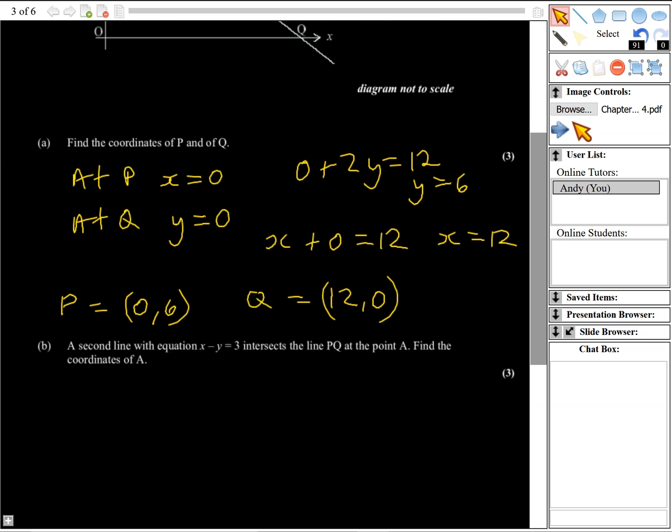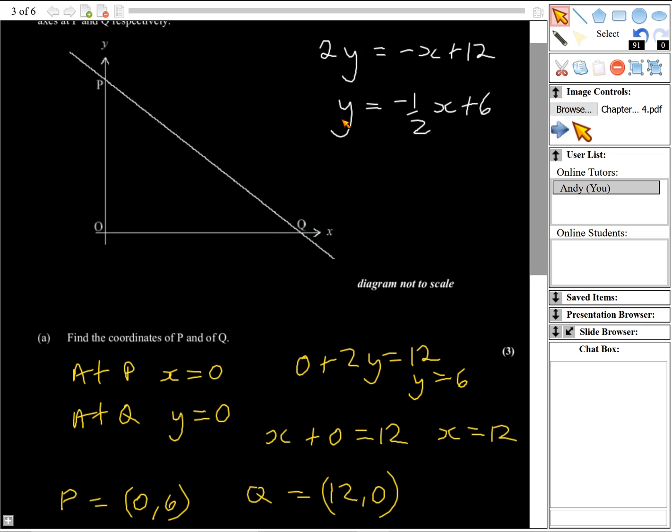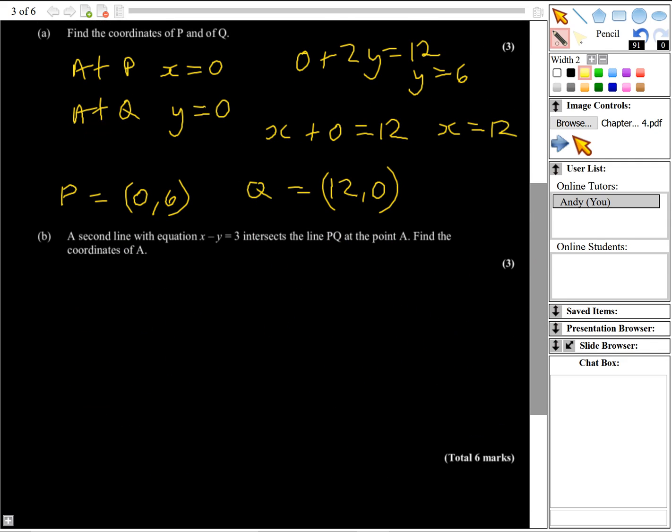All right, so I think the most straightforward way to do this would be to plot the two lines on your calculator and then use the intersect function to find that. So what I'm going to do here, we've already rearranged the first one. So we type in y equals minus a half x plus 6. And then to rearrange the second one here, if I move the y to the right hand side, I would have x is equal to 3 plus y, and then subtract 3, I'd have y is equal to x minus 3. So I type that into my calculator as well.